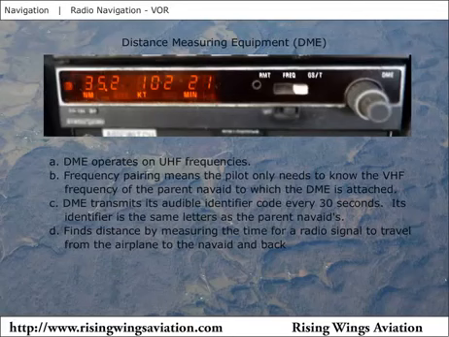Before using DME, identify the DME to be used by listening for its Morse code identifier. DME equipment does not have its own unique identifier. Instead, it uses the identifier of the VOR to which it is attached. The DME will transmit its parent VOR's Morse code identifier once every 30 seconds. DME operates by measuring the time it takes for a radio signal to be relayed from the airplane to the ground-based DME equipment and back. The result is displayed in nautical miles to the pilot.